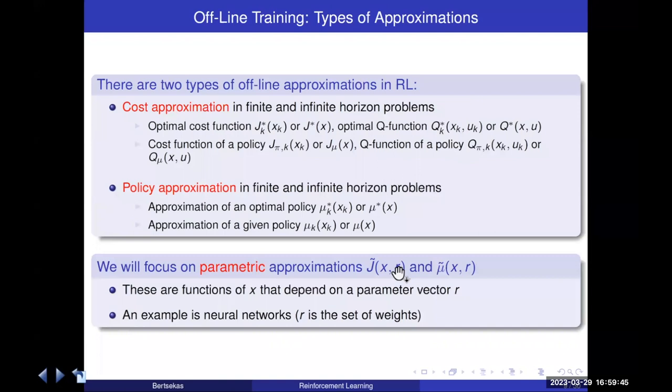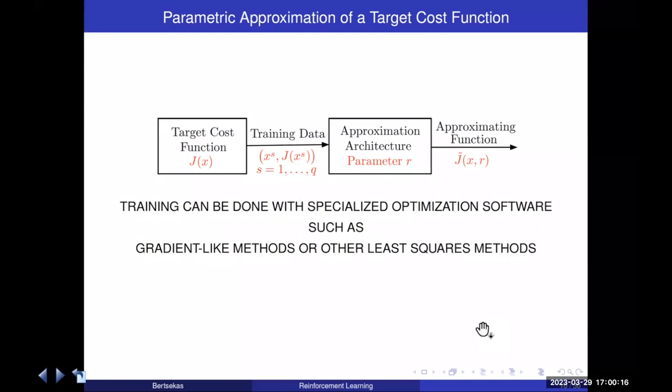Now this parameter here is going to be specific to particular types of architectures. For example, in neural networks, R is a huge vector that's the set of all weights of the neural network. I presume that all of you have been exposed to some extent to neural networks. You know what I'm talking about, weights, and we're going to discuss weights shortly. So that's what we're looking at, parametric approximations involving a parameter vector R. Let me give you a schematic for cost approximation and then policy approximation.